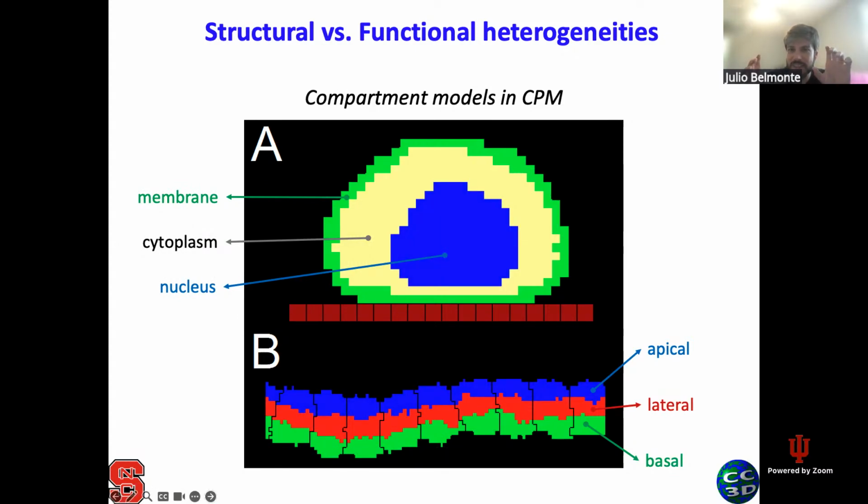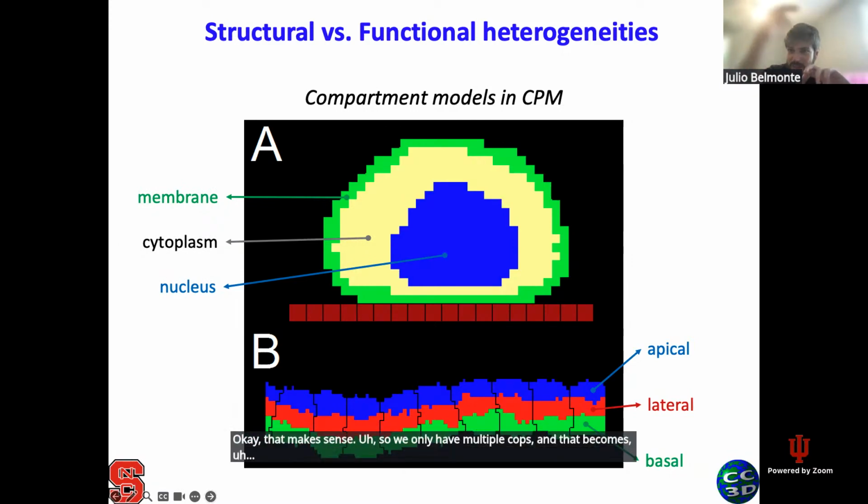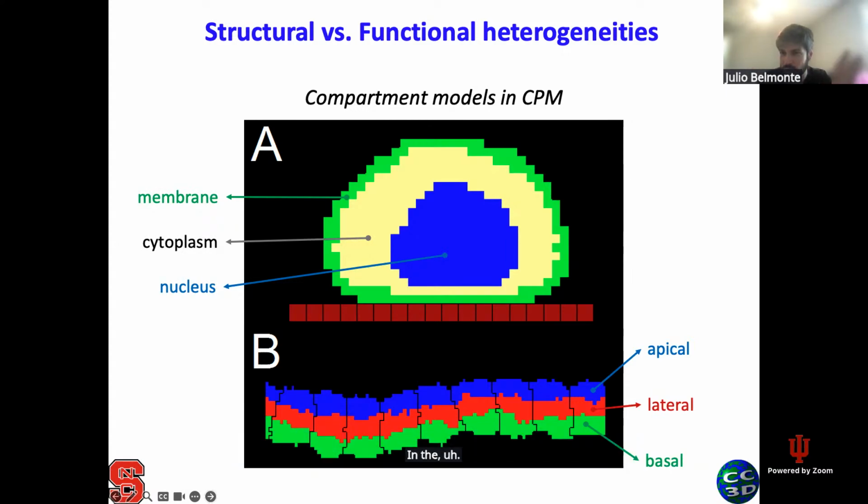Okay, that makes sense. So if we only have multiple copies, then those diagonal terms in the internal contact energy become relevant.